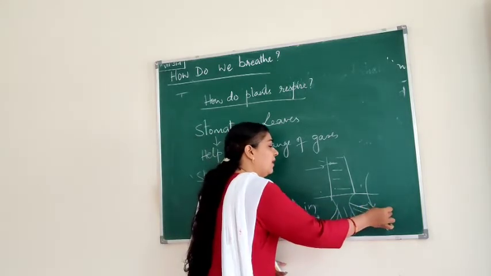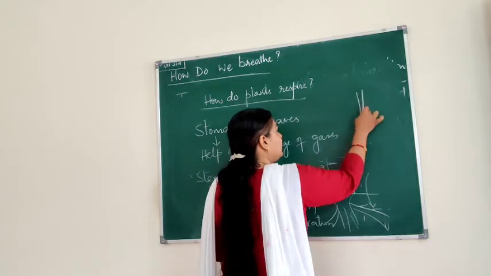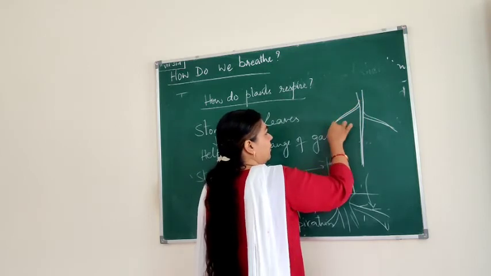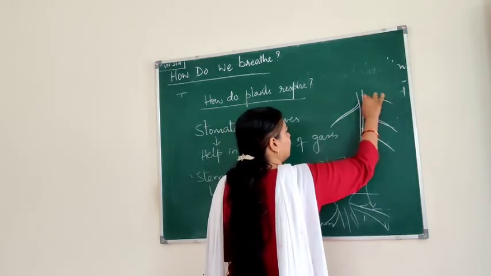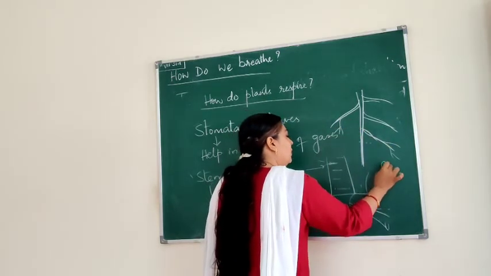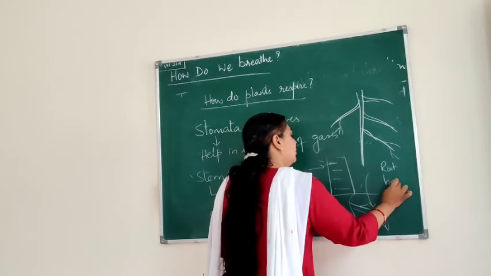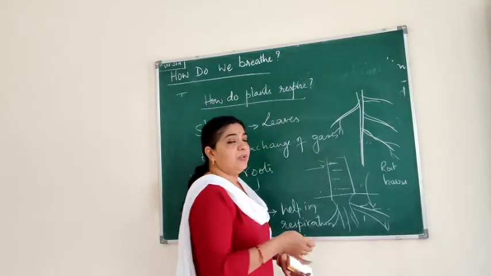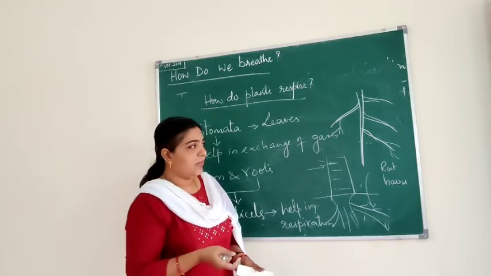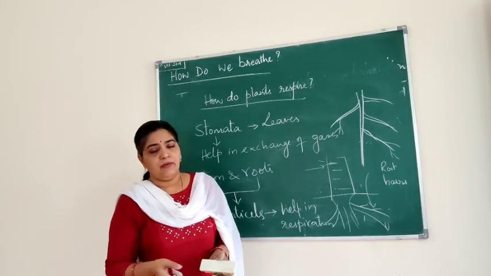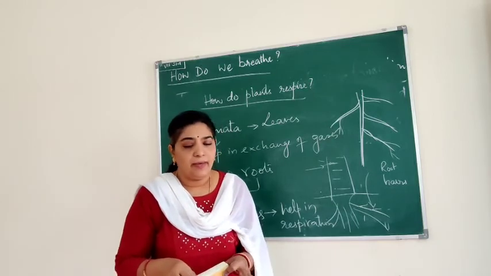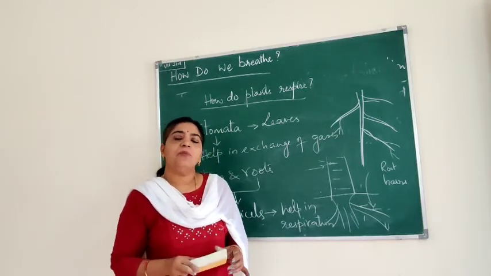If this is the root, the root will have many secondary roots, tertiary roots, and each will have root hairs. The root hairs will help in absorbing air as well as water. The root hairs will also have lenticels, and the lenticels will help in absorbing the air or the oxygen. That's how plants respire.